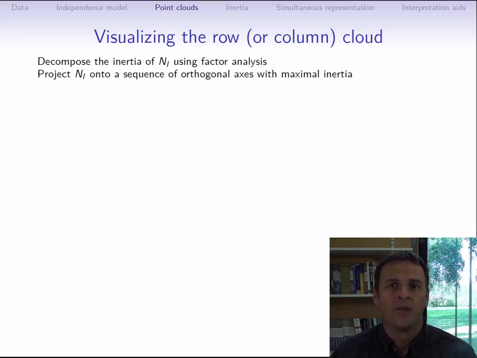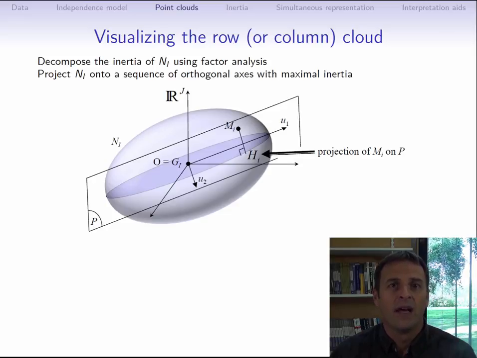And how does correspondence analysis proceed? As all principal component methods, it simply projects the point cloud onto a series of axes of maximum inertia. When we have a sequence of axes, we can take pairs of them and draw planes. Let's look at how we find the first plane.